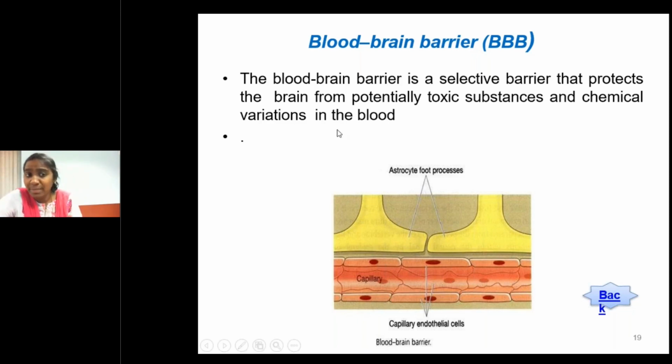Understood? See, what is the blood-brain barrier? The blood-brain barrier is a selective barrier that protects the brain from potentially toxic substances and chemical variations in the blood.